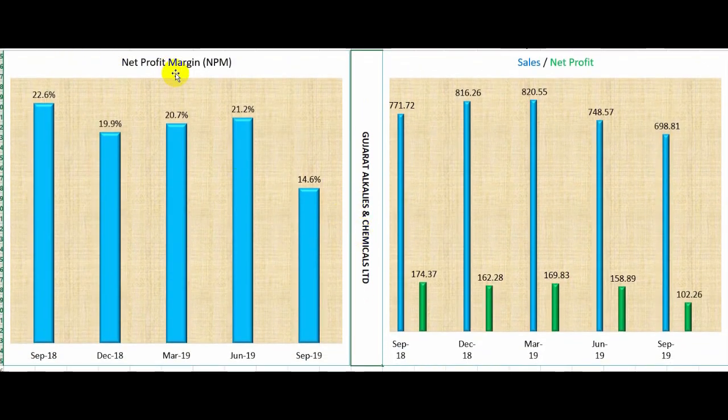Let us look at the net profit margin. In September 18, the margin, that is the profit earned on total sales, was around 22%, and it has been consistently at that till June 2019. In September 19, that is the current quarter, it has dropped to 14%. So there is quite a margin pressure on the company's quarterly report. In September 19, the company has done a sales of 698 crores, way below the last 4 quarters, and in fact the profit has also dropped considerably from what it was earning in the last 4 quarters. So the margin overall has dropped to 14%.